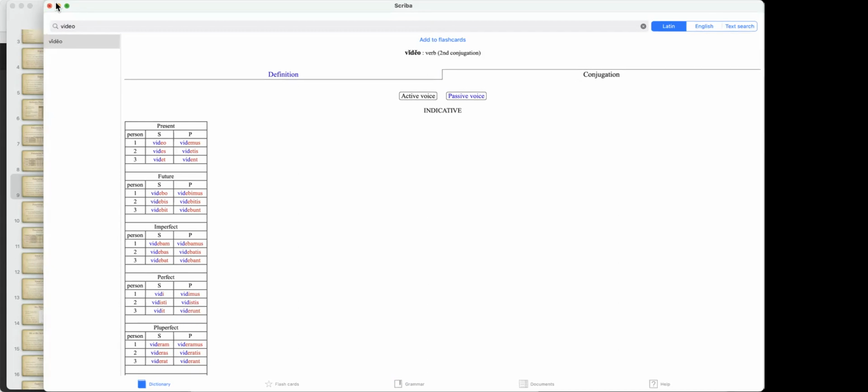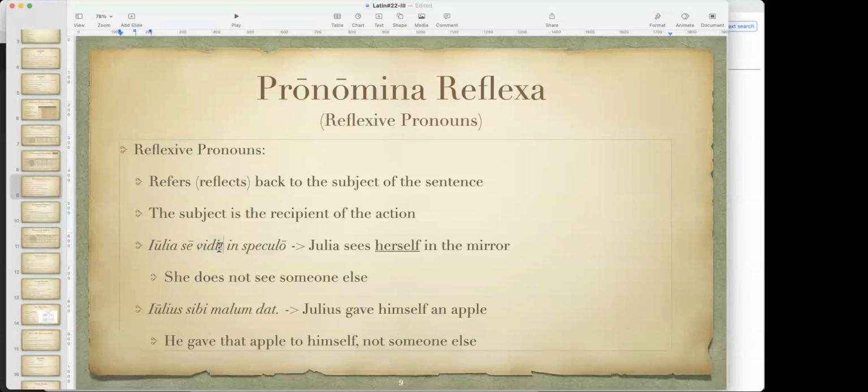Oh, is that what's happening here? Snuck in a perfect tense. No, you haven't had the perfect tense yet, so let's not make it any more confusing. You're right. Well, that's why I was so puzzled. I realized, oh wait, we're dealing in the present tense here. Anyway, thank you. Julia se videt in speculo. So Julia sees herself in the mirror.